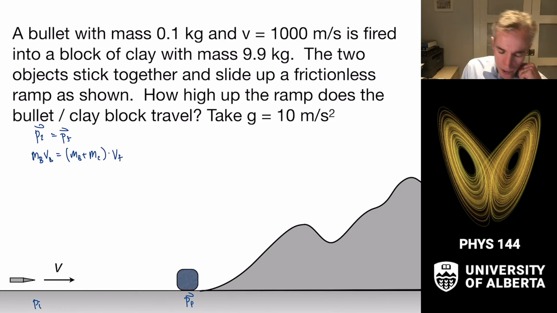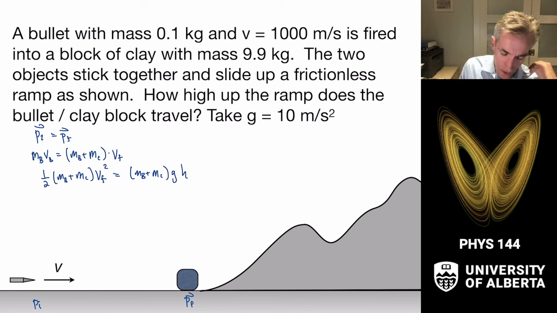And then what we want to do is figure out how far up this ramp it'll travel. And so the way we'll figure that one out is by saying, well, after the collision, 1/2 (mb plus mc) times the final velocity squared, the kinetic energy, is going to be the gravitational potential energy of where it stops, (mb plus mc) times g times h. And we're going to solve for h. Those masses cancel out. And we are left with h is going to be equal to v final squared over 2g.